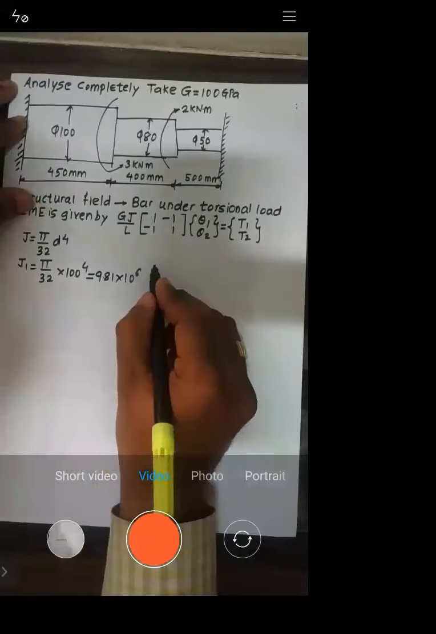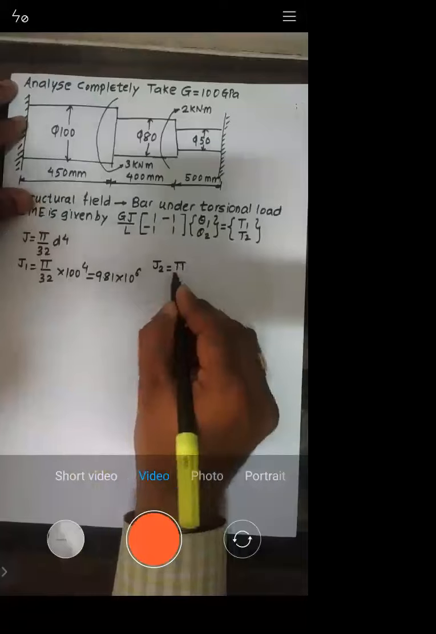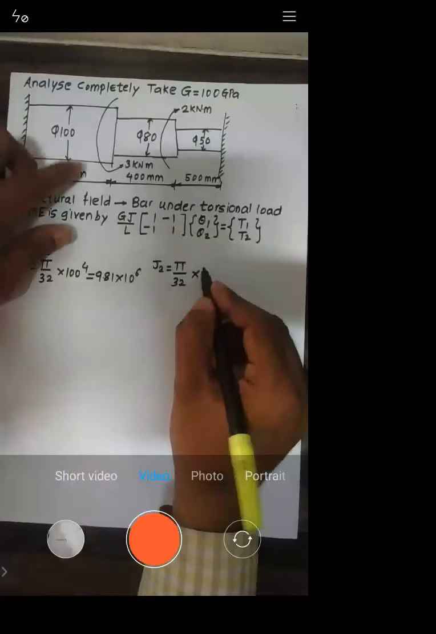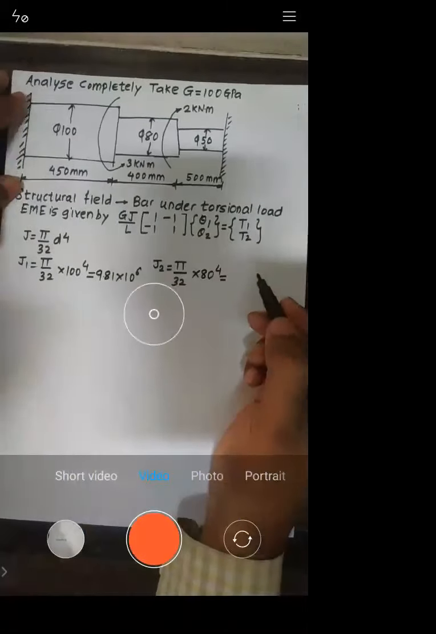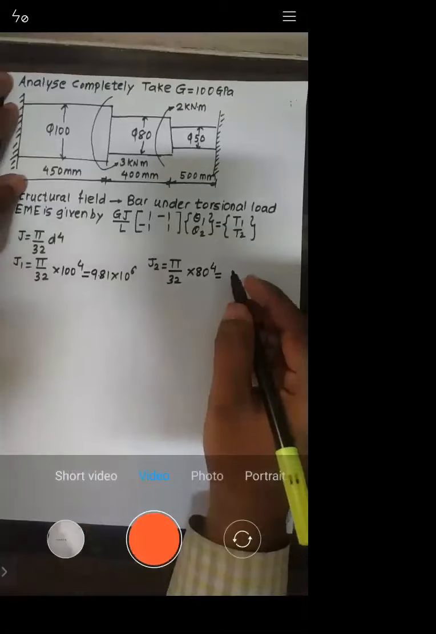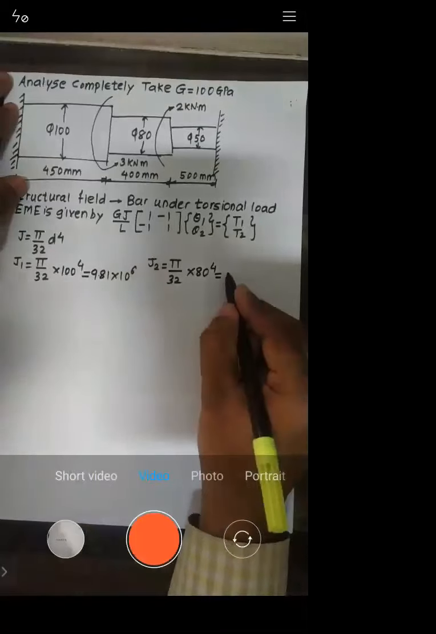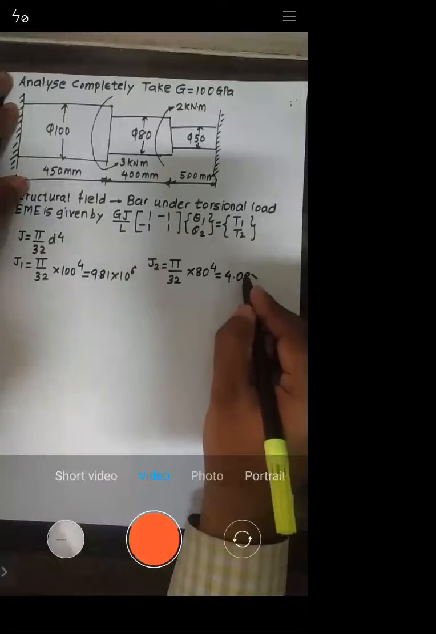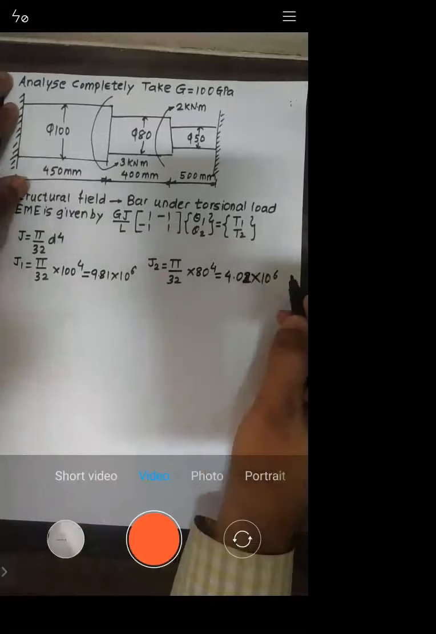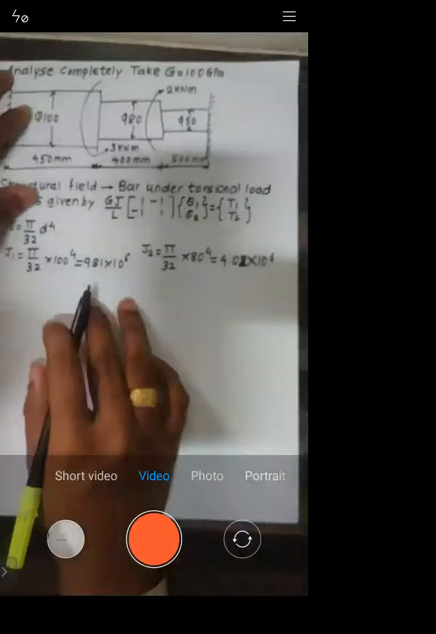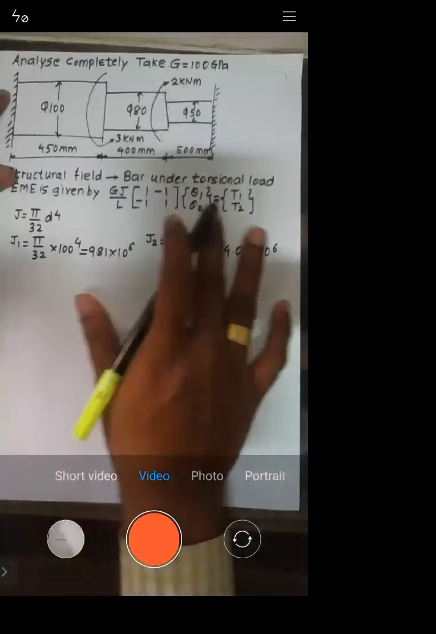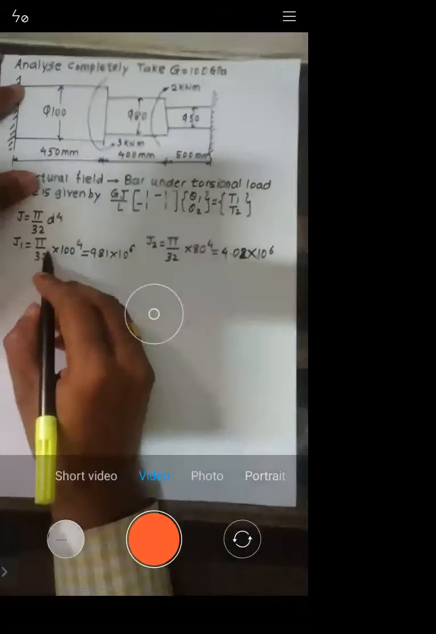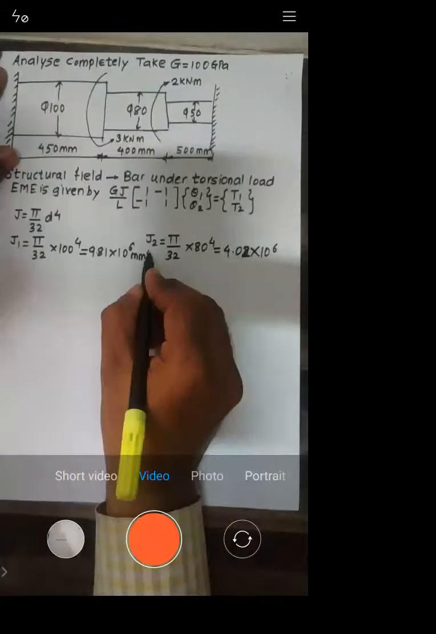Now you calculate J2. J2 is equal to pi by 32 into d raised to power 4, where the diameter is 80, raised to power 4. How much is it? 4.02 into 10 raised to power 6. Now, what is the unit for J? It is mm raised to power 4. Here also it is mm raised to power 4.